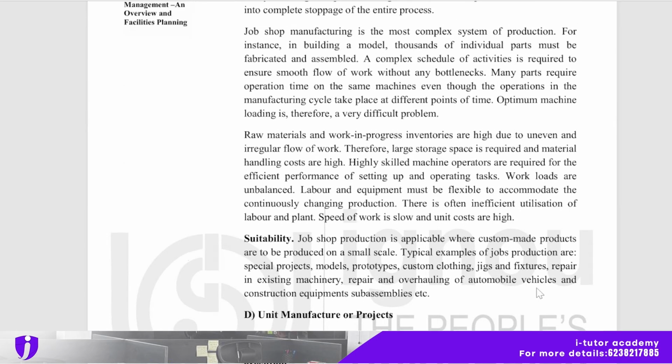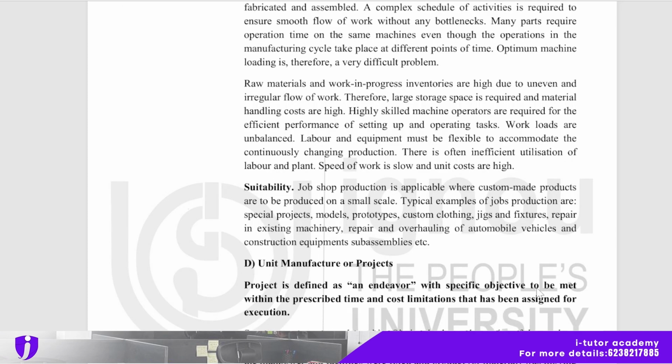And suitability: job shop production is applicable where custom made products are to be produced on a small scale. Typical examples of job production are special projects, models, prototypes, custom clothing, jigs and fixtures, repair of existing machinery, repair and overhauling of automobile vehicles and construction equipment and sub-assemblies, etc.